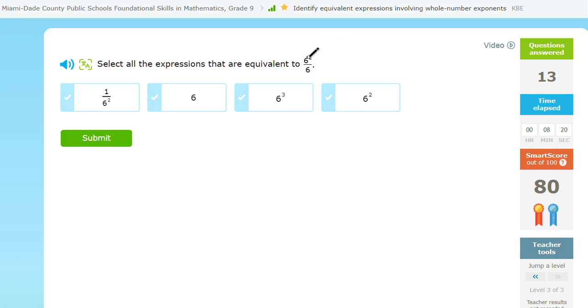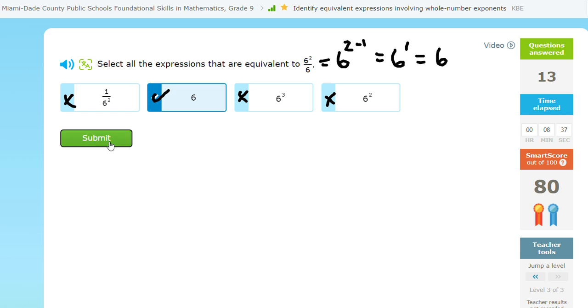So 6 to the 2nd over 6 is 6 to the 2 minus 1, which is 6 to the 1st power, which we know is 6. And so that's wrong, this is right, that's wrong, and that's wrong. The second option is the only equivalent expression.